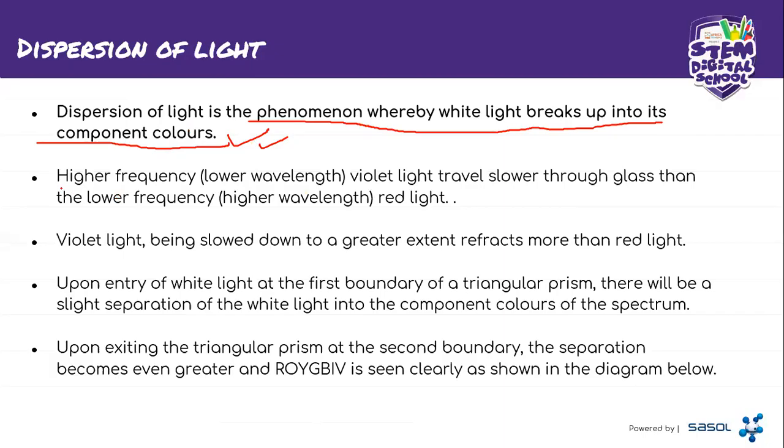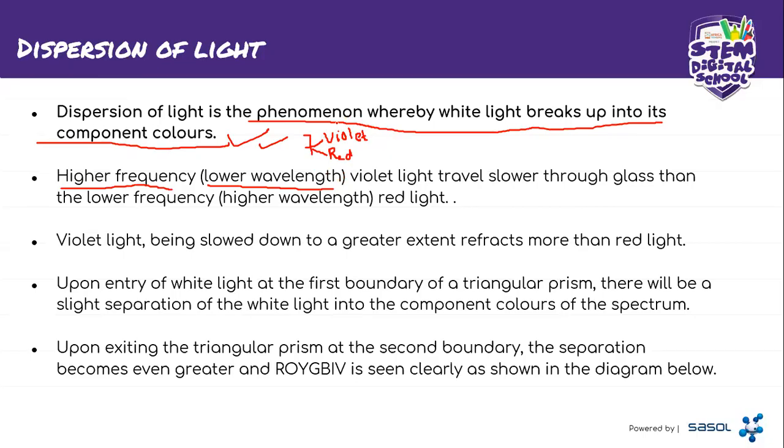We know that the higher the frequency, the lower the wavelength. Now, when white light breaks up into its component colors, it breaks up into 7 colors, which we will discuss. But amongst those colors, we have violet. And another color of the 7 colors is red. Sometimes we call it violet light or red light.